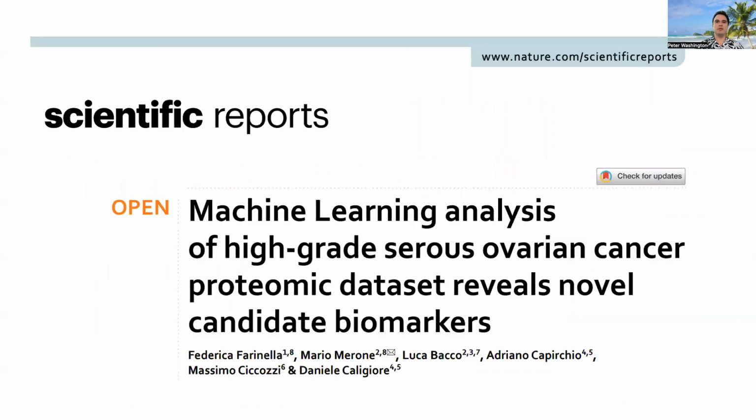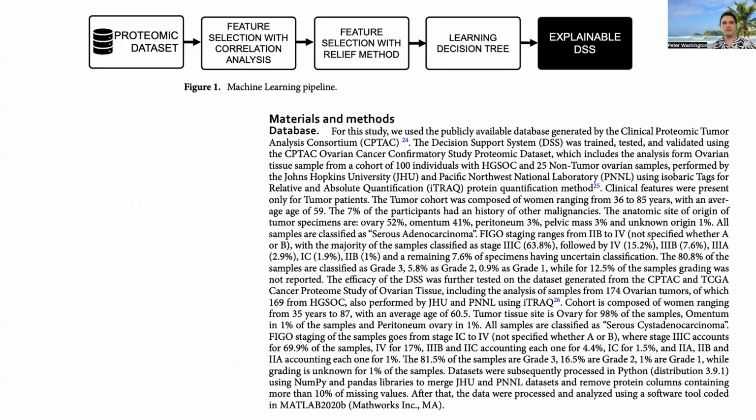And I also want to highlight some example machine learning papers, application heavy papers. I just kind of chose these at random. I'd never read them before yesterday, but just to highlight that you know all the methods that go on in these papers. So here's just one random paper: machine learning analysis of high-grade ovarian cancer proteomic data set reveals novel candidate biomarkers. If you look at the first figure of this paper, whereas before this class you might not have known what they're doing, now it's pretty clear.